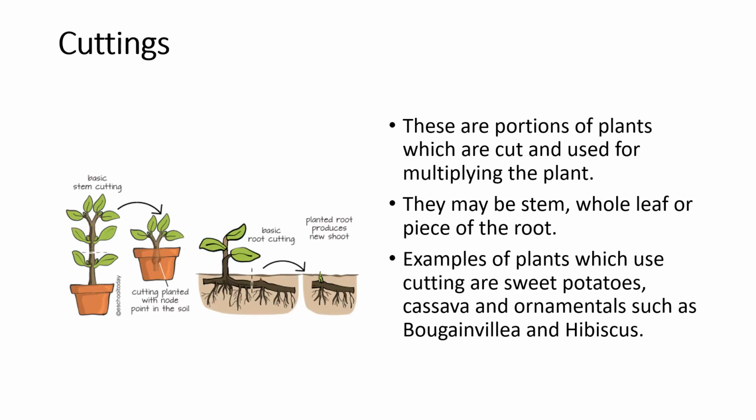Cuttings. These are portions of plants which are cut and used for multiplying the plant. They may be stem, whole leaf or piece of the root. Examples of plants which use cutting are sweet potatoes, cassava and ornamentals such as Bougainvillea and Hibiscus.